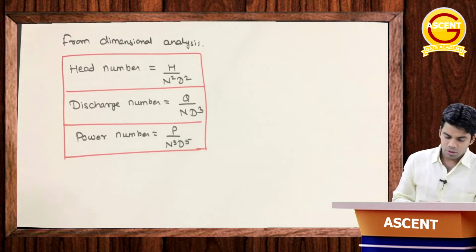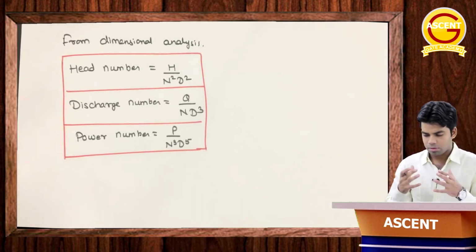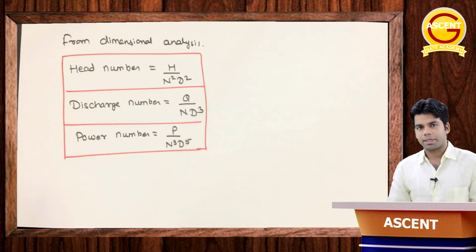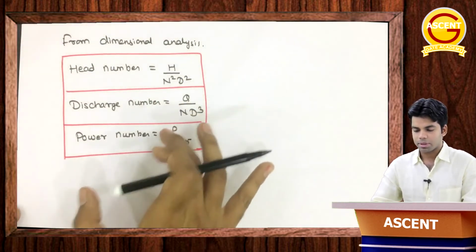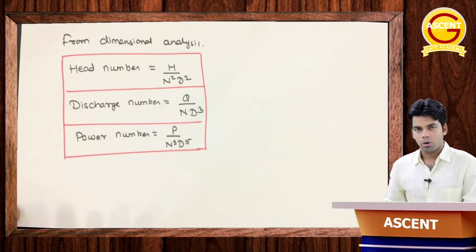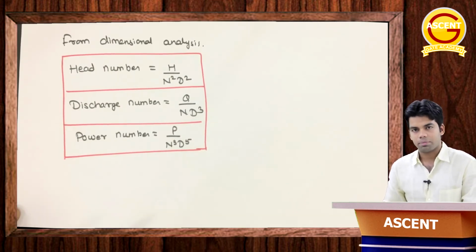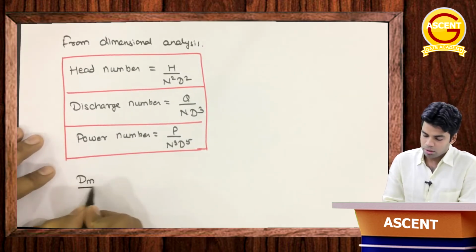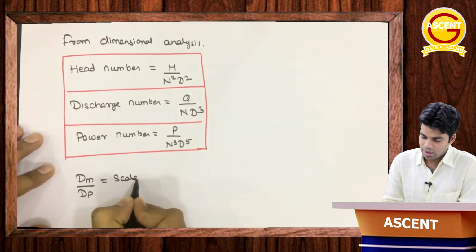Now the significance of these numbers is that if we have the original turbine, which is called a prototype, and if we make a small model out of it, then for the model and for the prototype all these numbers remain the same. And the ratio of the diameter of the model to the diameter of the prototype is called the scale.